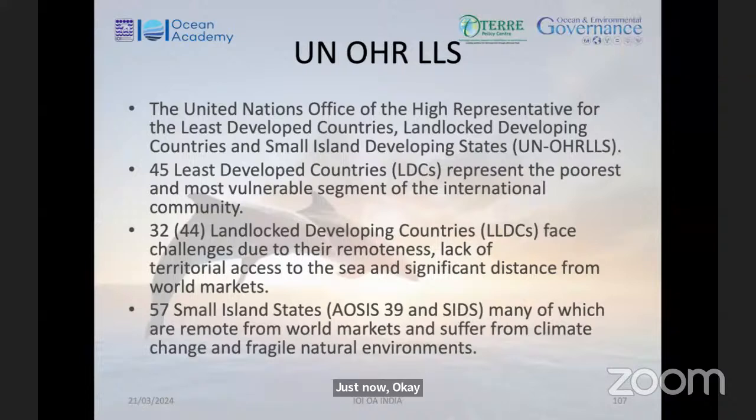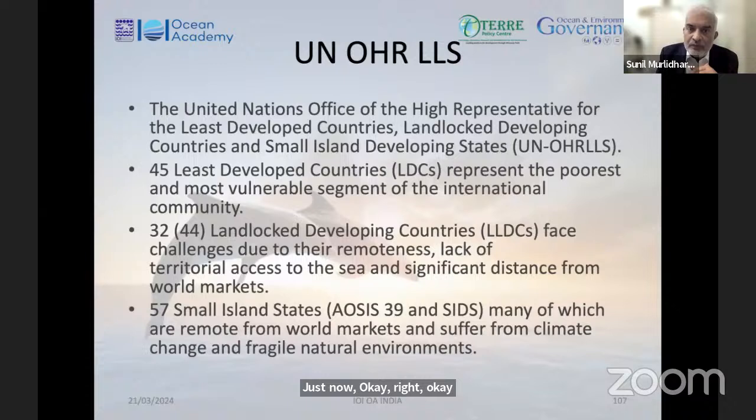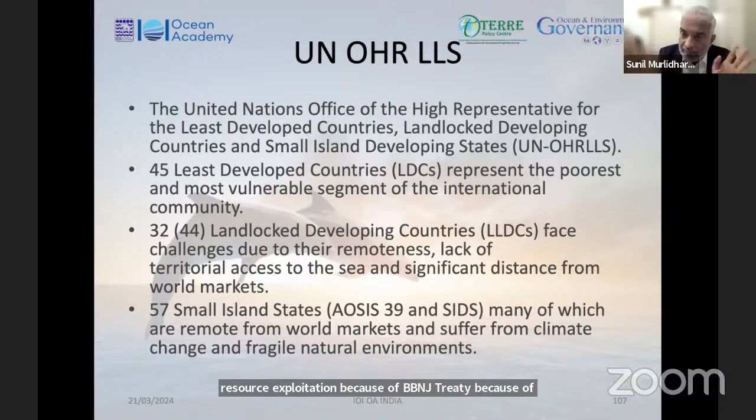Right, okay. So the United Nations Office of High Representative for the Least Developed Countries, Landlocked Developing Countries, and Small Island Developing States. This is a mouthful. It's called UNOHRLLS. Now, this is not really relevant to our discussion but we are talking about global governance. So we cannot exclude these countries which are going to be affected because of climate change, environmental changes, resource exploitation, the BBNJ treaty, the United Nations Convention on the Law of the Sea, trade laws and all sorts of things.